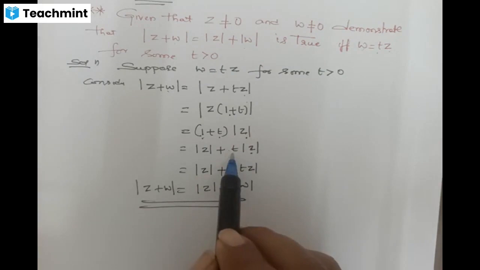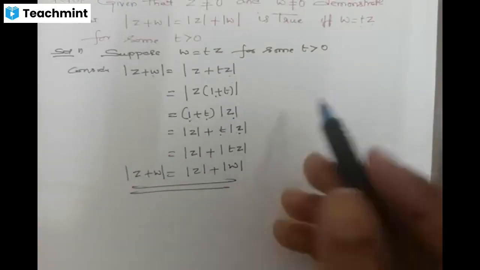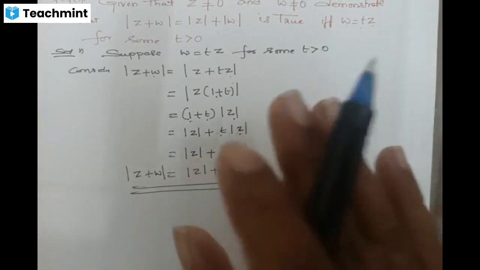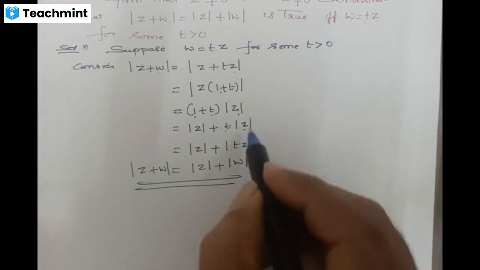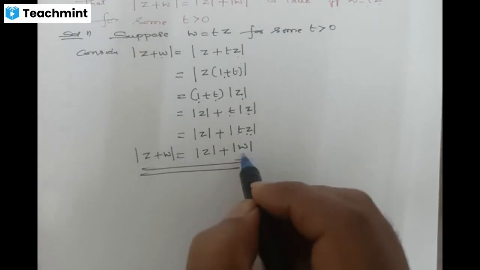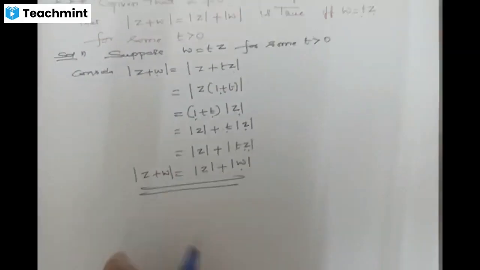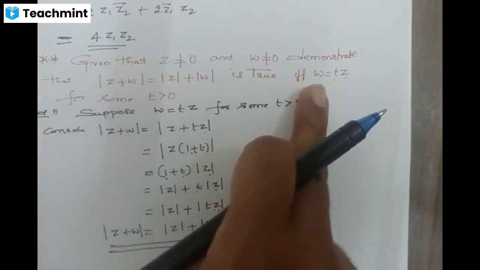Again this is a real number, I can insert it, no problem, because 2 into a complex number or 2 into the modulus of a complex number, we can write modulus of 2 into z, both are same. Therefore we can write t into mod z as modulus of tz, but this value is w. That is one side, we proved that. Now conversely, I will take this part. Then I will prove that w is equal to tz.